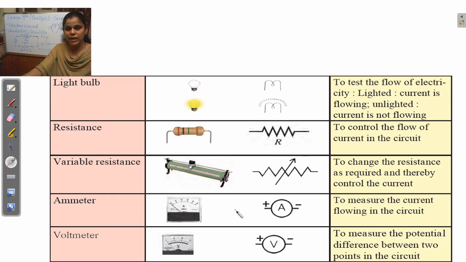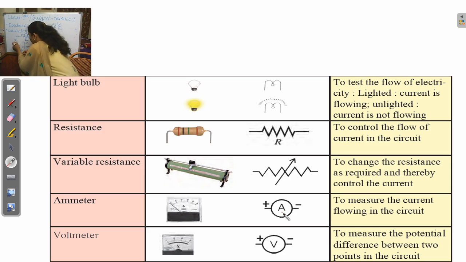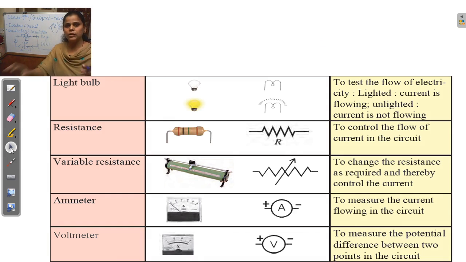Then ammeter, we can draw an arrow like this in place of A, or we can write the symbol A for ammeter, to measure the current flowing in the circuit. Then voltmeter, to measure the potential difference between two points in the circuit. It's clear, student? Just remember the names of the components and their uses for this year.